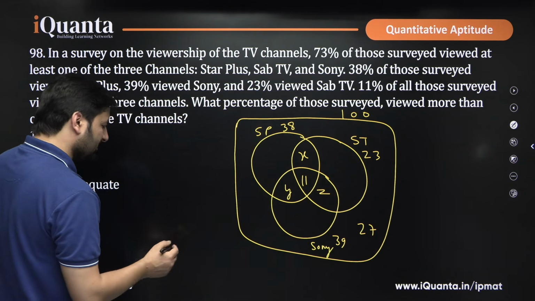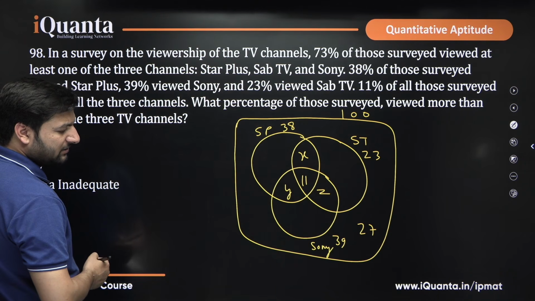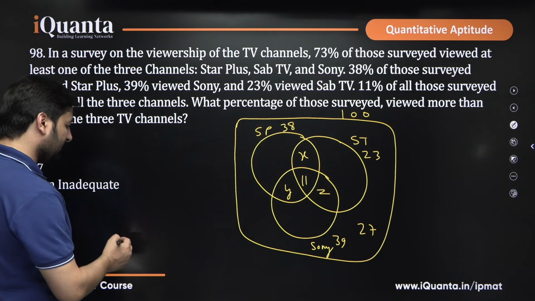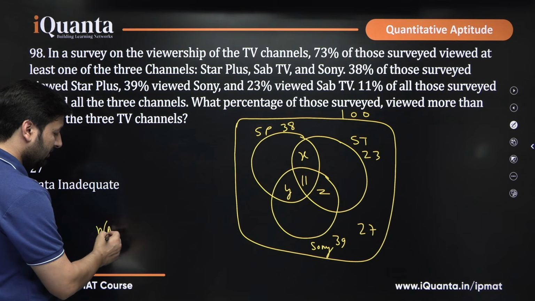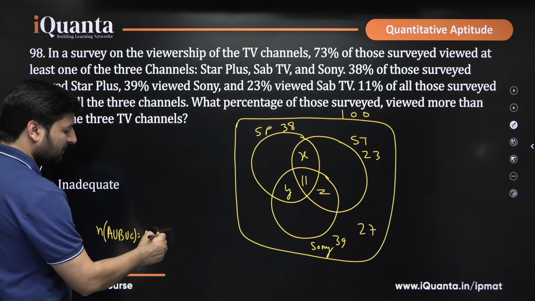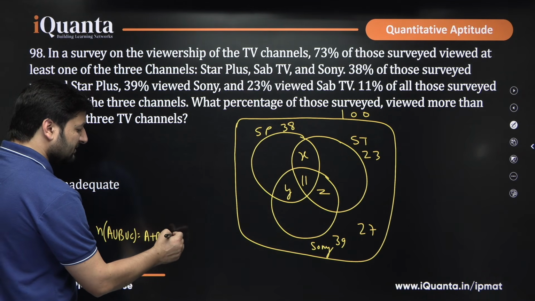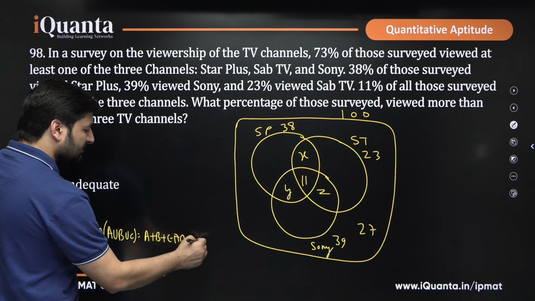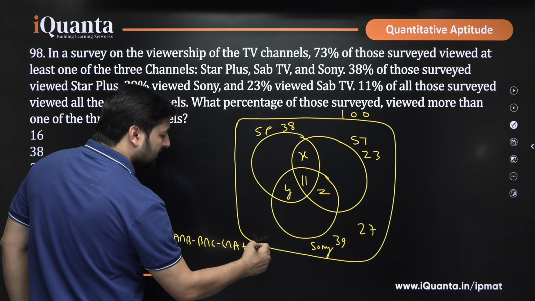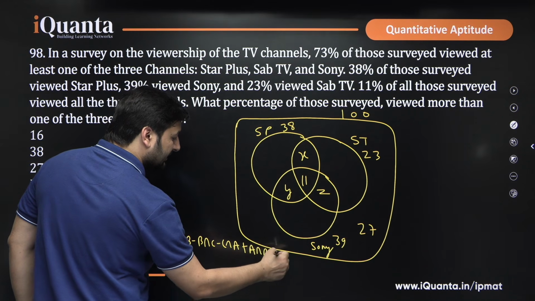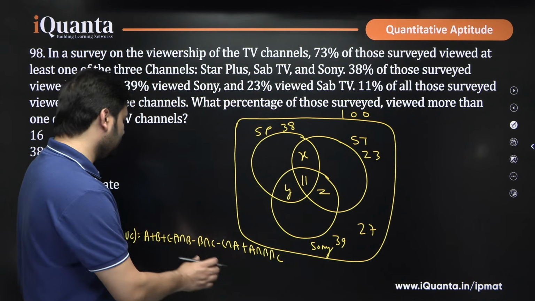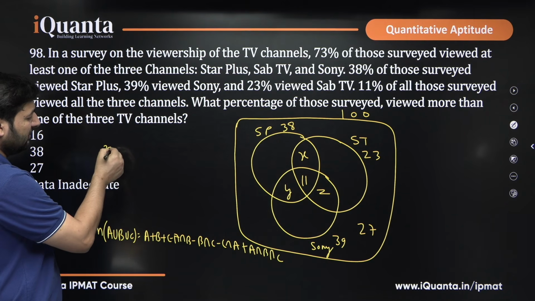You all know that there is a formula in set theory, especially for 3 set Venn diagrams, which says that n of A union B union C is basically equal to n of A plus n of B plus n of C minus A intersection B minus B intersection C minus C intersection A and plus A intersection B intersection C, right. A, that means we are talking about one set. This one set of Sony is equal to 38. So, can I say that this A is actually equal to 38?